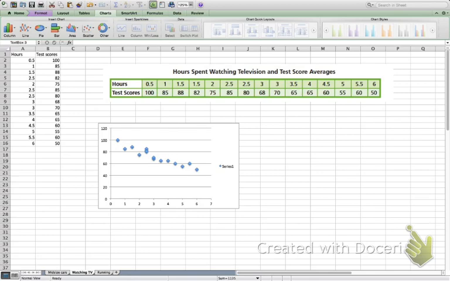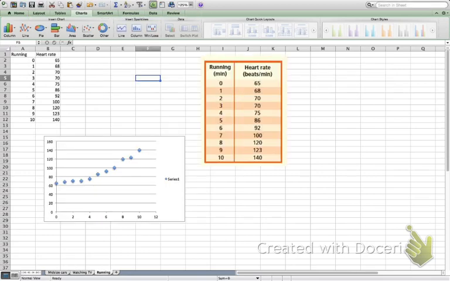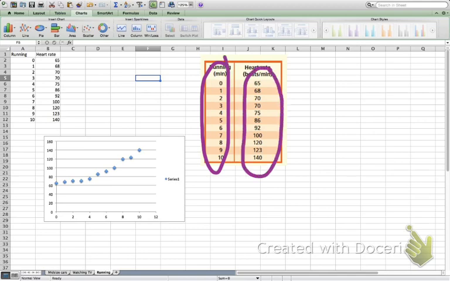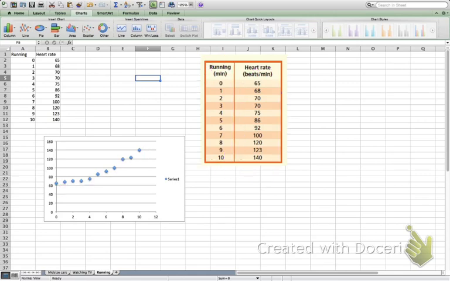Let's go to another one over here. Let's go to running. This should seem somewhat logical: the longer you run, in minutes, the higher your heart rate will go. This one is almost kind of curvy as it's going up, not quite a line either. But eventually you'll graph 0,65, that's what this point is right here. And then you'll graph 1,68, and that'll be that point there, and so forth. You'll plot those on an X and Y graph. We'll do a couple of those, but then mostly you'll do them on the computer.